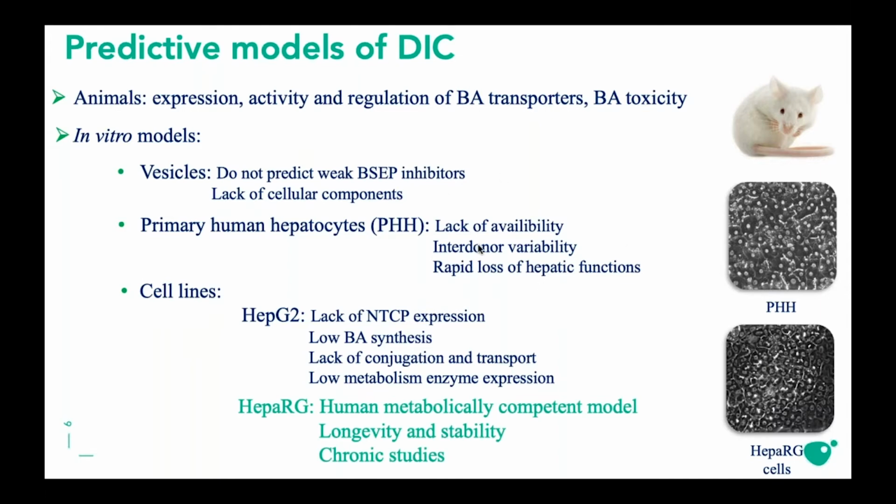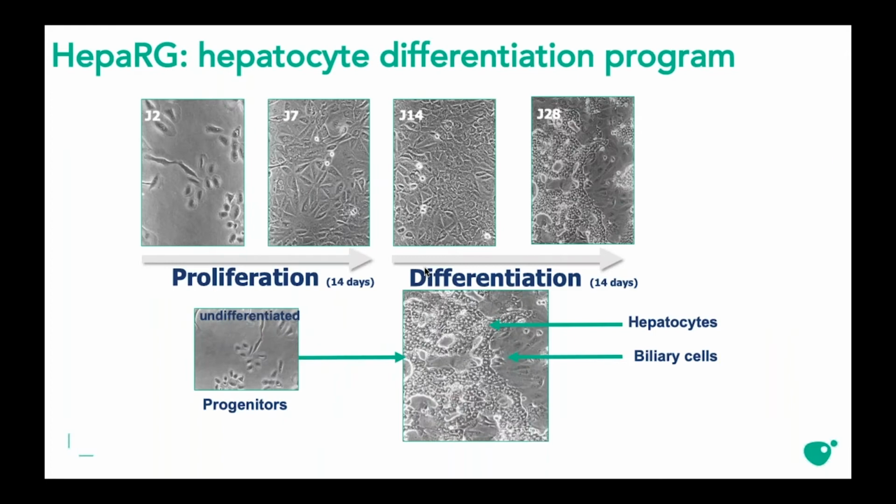HepaRG cell line is a human metabolically competent model that expresses features of mature hepatocytes, such as expression of phase 1 and 2 enzymes, transporters, and nuclear receptors, at levels comparable to those in primary human hepatocytes. The improved culture maintenance and stability of these cells make them a suitable model for long-term hepatotoxicity studies. HepaRG model is a bipotent cell line. Once differentiated, you can distinguish hepatocyte-like cells that are surrounded by primitive biliary cells.